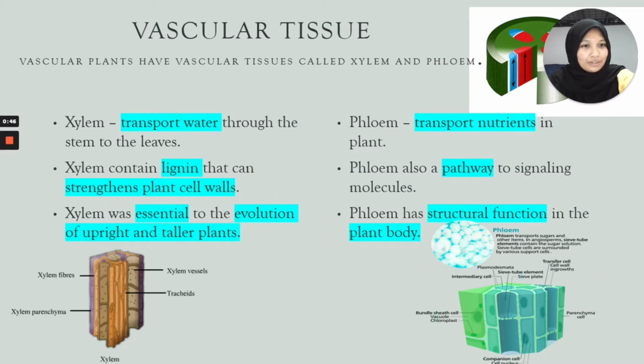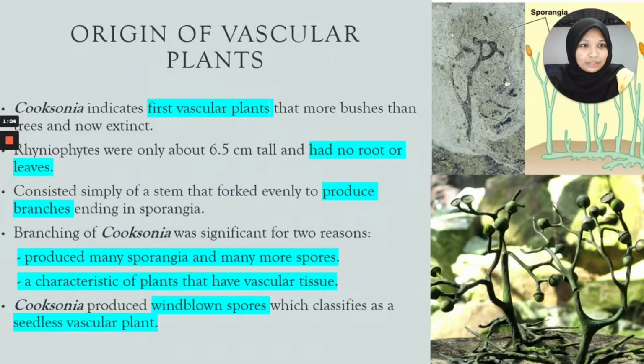The second type of vascular tissue is phloem. Phloem transports nutrients in the plant. Phloem is also a pathway for signaling molecules. It is typically composed of three cell types, which are sieve elements, parenchyma, and sclerenchyma. Phloem has a structural function in the plant body.